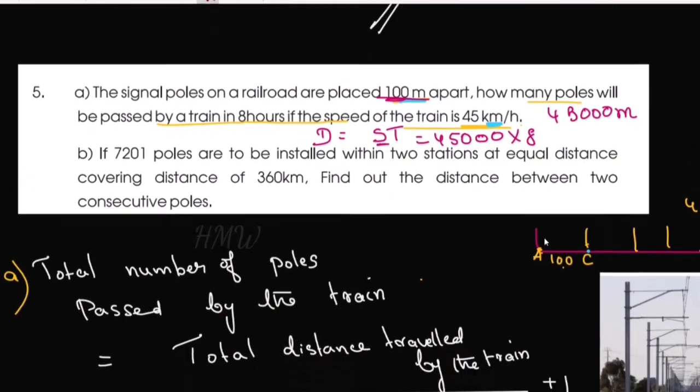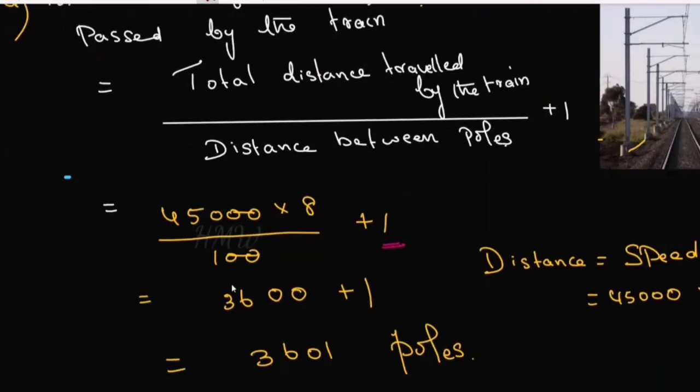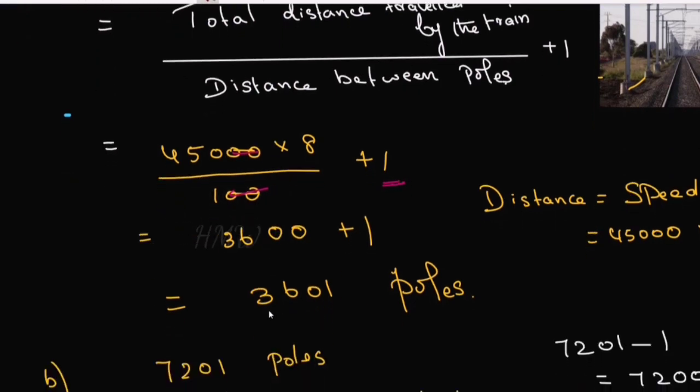So we are just counting this first pole, so plus 1. When you calculate this, cancel the 0s, and you get 3600 plus 1. So 3601 poles.